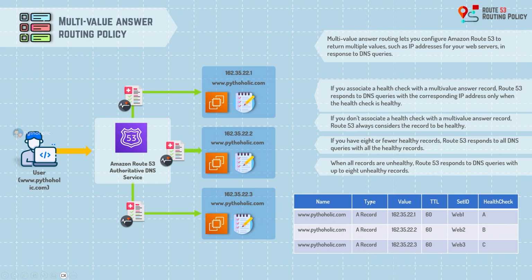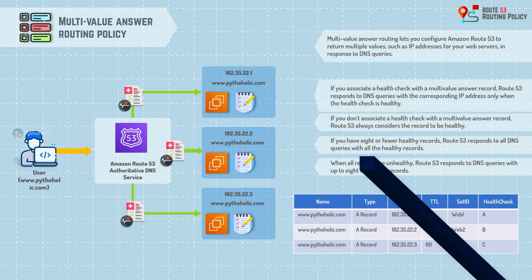So we have the name, the record type, the value of the IP address for the given record, the time to live, 60 seconds, set ID, and the health check. And remember, if you don't associate a health check with a multi-value answer record, Route 53 always considers the record to be healthy. So that's something that you need to be careful about.